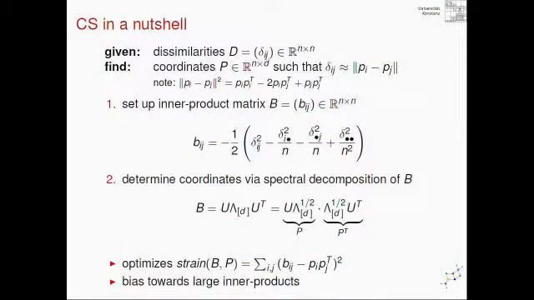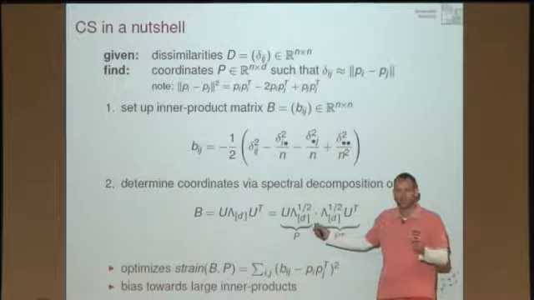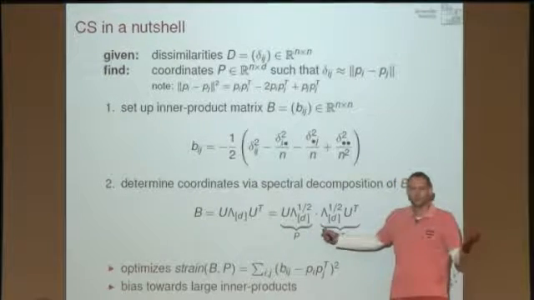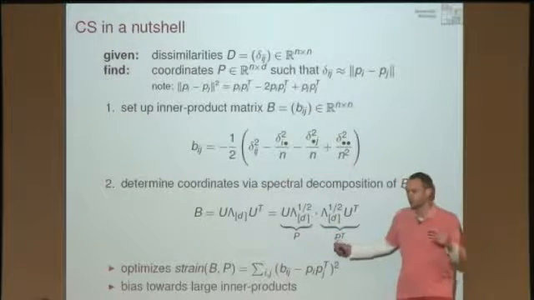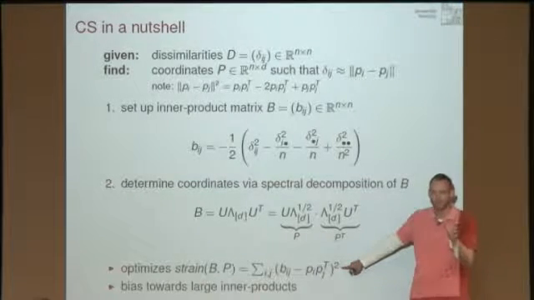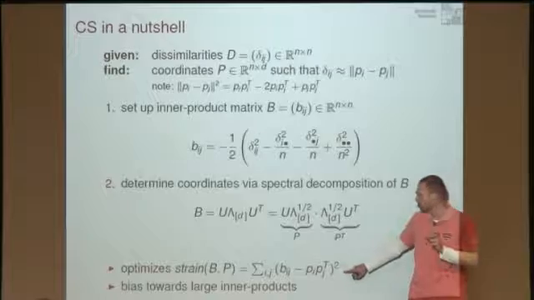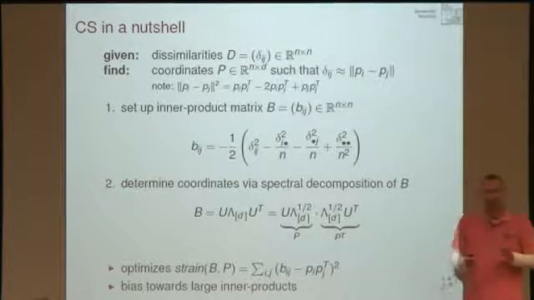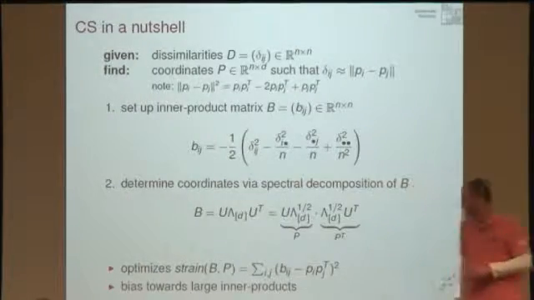Two things to notice: it is known that this decomposition is the best rank-d approximation of the original matrix B. So what we're basically doing is optimizing an objective function that looks like this, where the error in the inner product is penalized. So we're trying to optimize this function implicitly. And because of that, we have a bias towards larger distances. This is where this comes from.